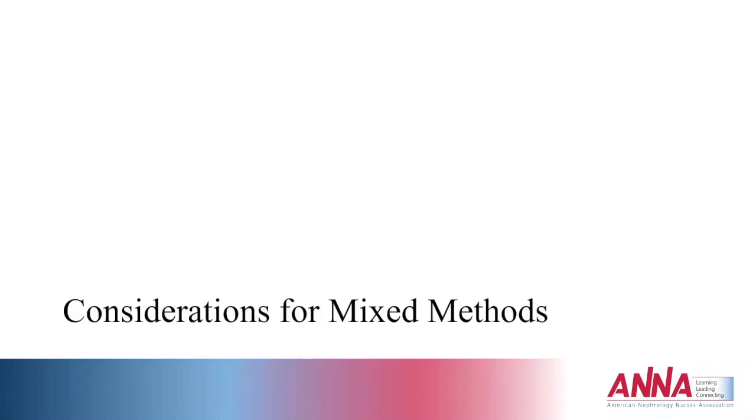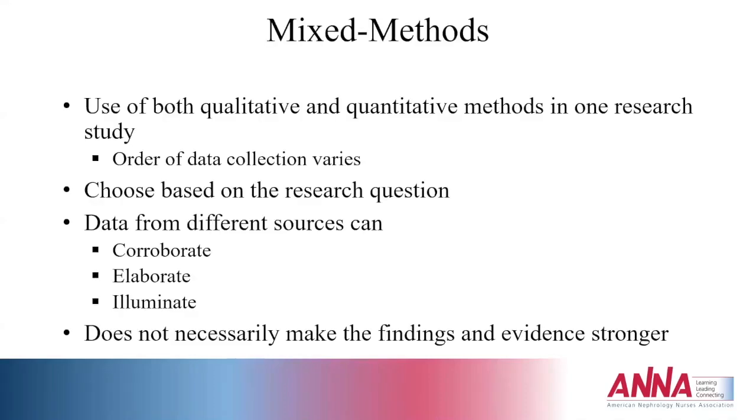Next, we're going to talk about some considerations for mixed methods research. A mixed method study is exactly what it sounds like, using both qualitative and quantitative methods in one study. In a mixed method study, the order of data collection may vary. In one study, the researcher may complete the qualitative component first, and in others, the quantitative component may occur first and then be followed with a qualitative component with either all or a subset of the sample. The qualitative and quantitative components may also occur simultaneously.